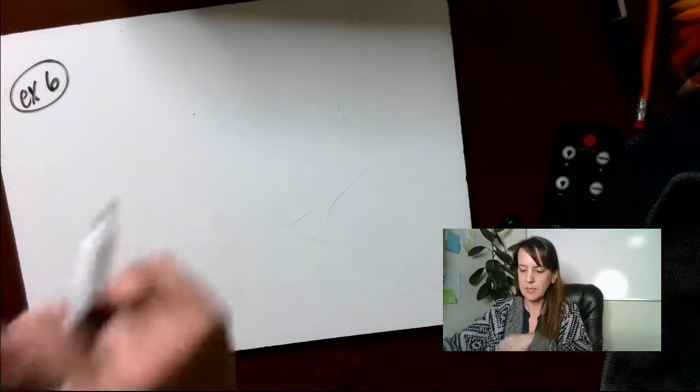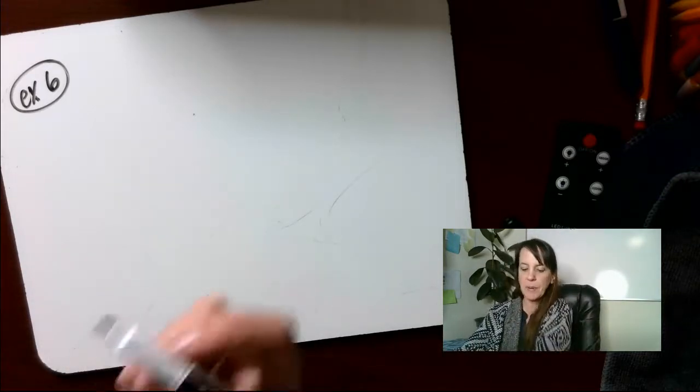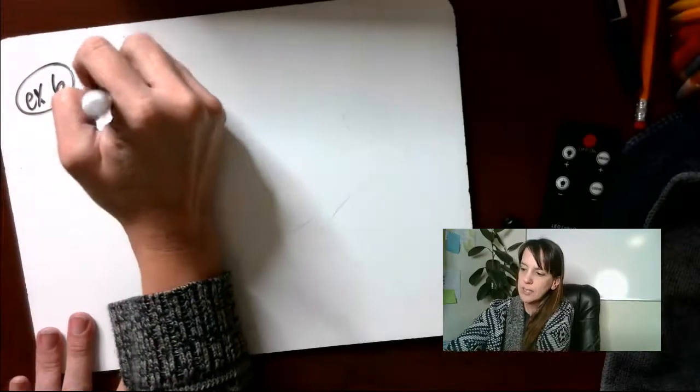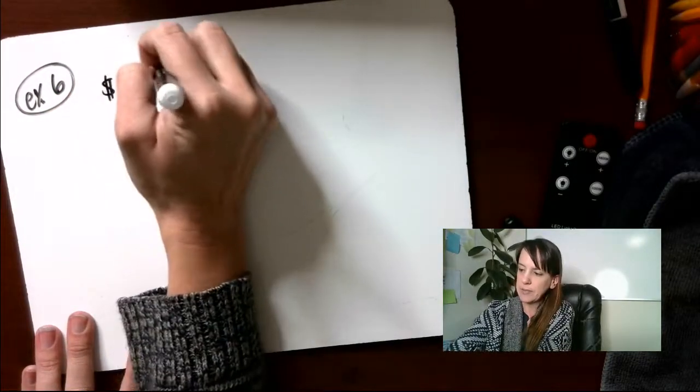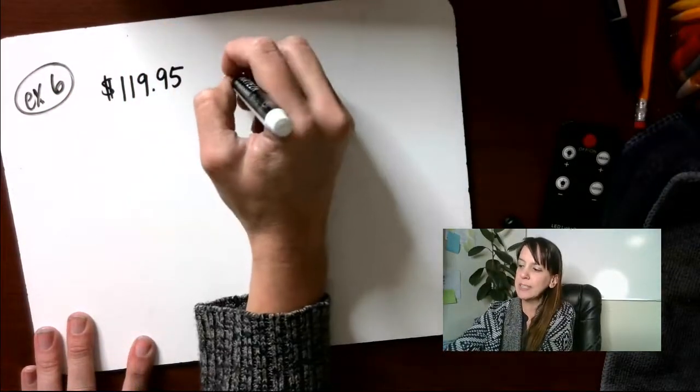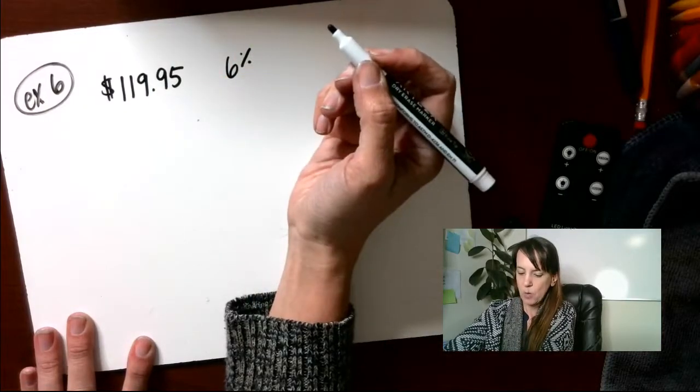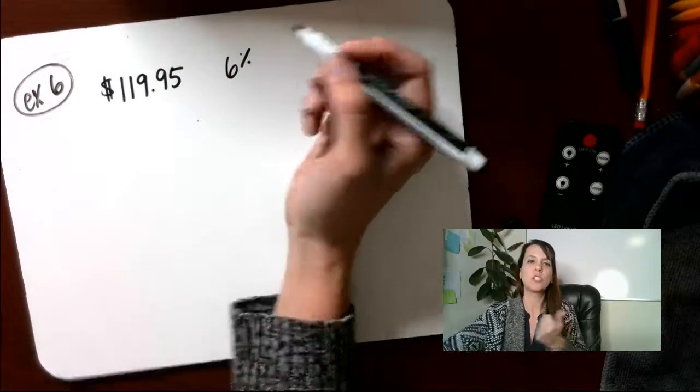Okay, to find the amount of sales tax on a purchase, we're going to multiply. A bicycle is on sale for $119.95. The tax rate is 6%. What is the tax on the bicycle and what is the total price?